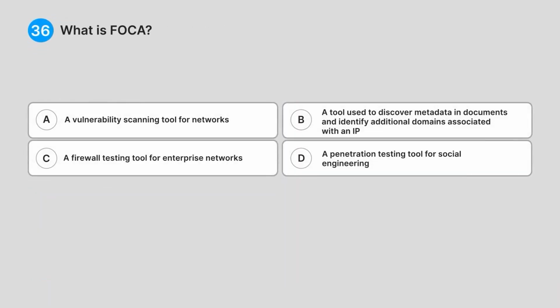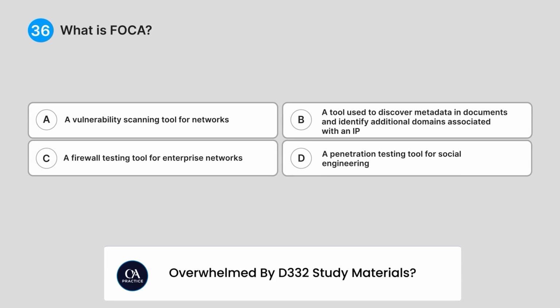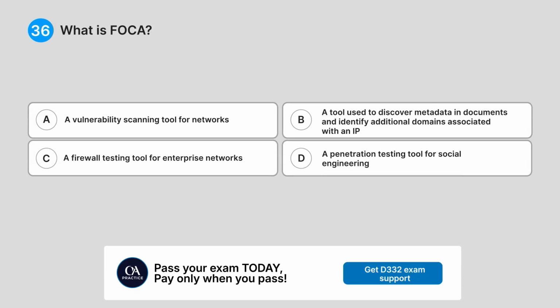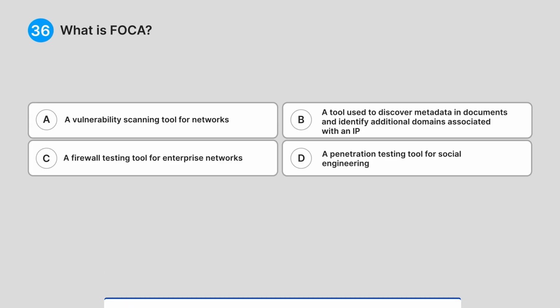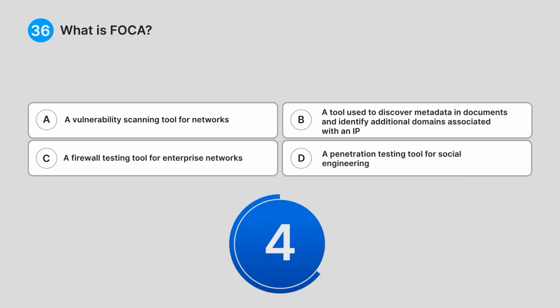36. What is FOCA? A, a vulnerability scanning tool for networks. B, a tool used to discover metadata in documents and identify additional domains associated with an IP. C, a firewall testing tool for enterprise networks. D, a penetration testing tool for social engineering. What do you think is the answer?